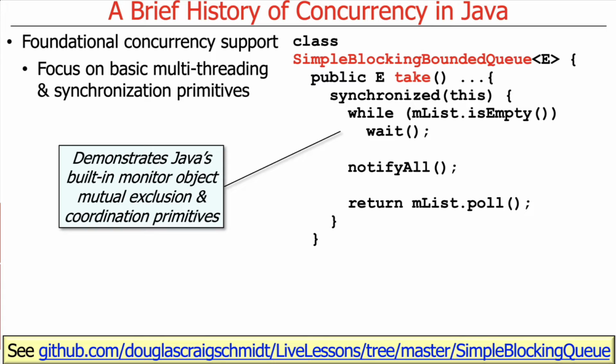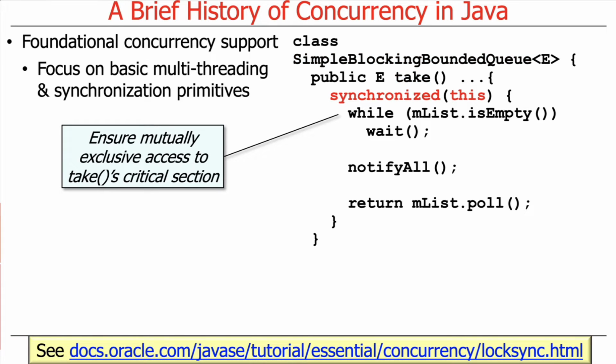If we look over here, you can see a little snippet of one of the methods in the SimpleBlockingBoundedQueue, which is the take method. The take method is intended to allow one or more threads to get an item from the queue, blocking if the queue is empty. And so as you can see in this particular case, we use something called the intrinsic lock, which is the this parameter, and we go ahead and we synchronize on it.